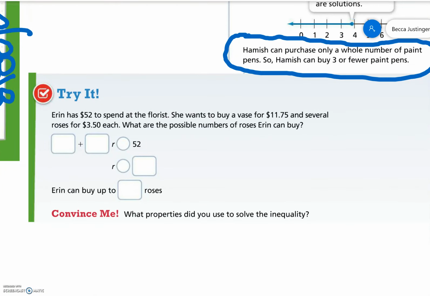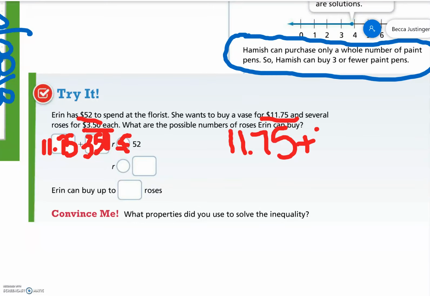Erin has $52 to spend at the florist. She wants to buy a vase for $11.75 and several roses for $3.50 each. What are the possible numbers of roses that Erin can buy? Well, she has to buy the vase first, and that vase is $11.75. And then she's going to buy the roses for $3.50 each, but we don't know how many roses, so we have the R. And we know the money she spends has to be less than or equal to the amount that she has. So I've got $11.75 plus $3.50R is less than or equal to 52.